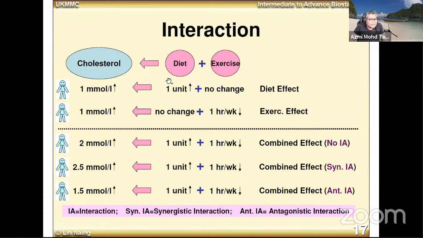When you run the analysis, we are looking for whether there's any interaction. If 1 plus 1 ends up with 2, then it is a combined effect, no interaction. But if 1 plus 1 ends up higher, for example 2.5, then it is a synergistic effect. If 1 plus 1 ends up less than that, so you only get 1.5, then the combined effect is antagonistic. So antagonistic interaction.